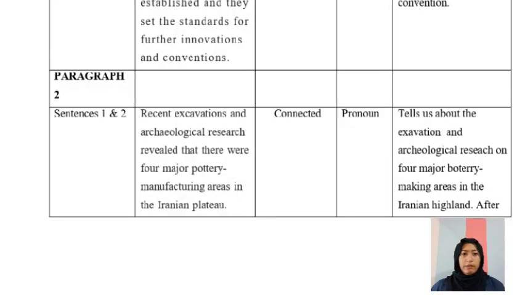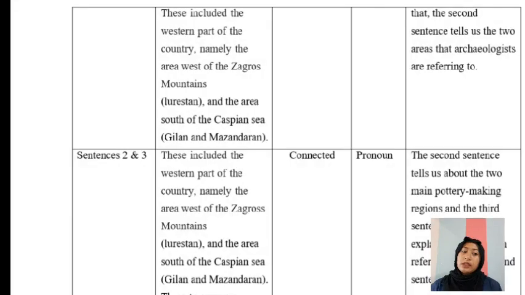Okay, move to paragraph 2, in the main body paragraph. Sentence 1 is connected because of the pronoun. The sentence tells us about the excavation and archaeological research on 4 major pottery making areas in the Iranian highland. After that, the second sentence tells us the two areas that archaeologists are referring to.